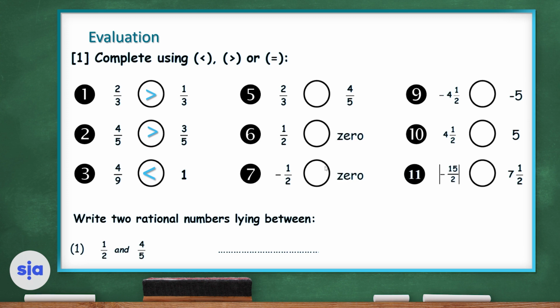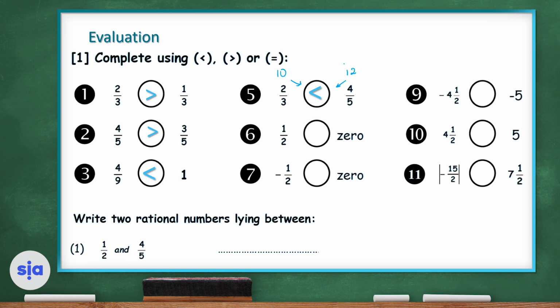Question 5, 2/3 and 4/5. How do you do this? We can do the diagonal part. 2 times 5 is 10. 4 times 3 is 12. So 12 is bigger than 10. So 2/3 is less than 4 over 5.